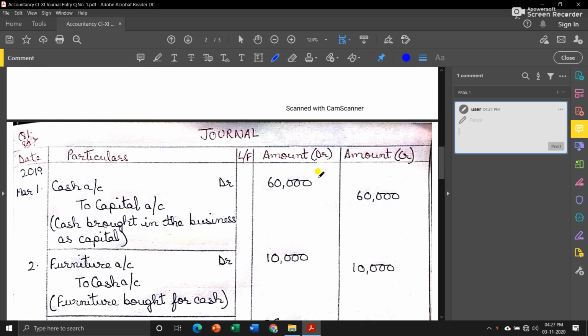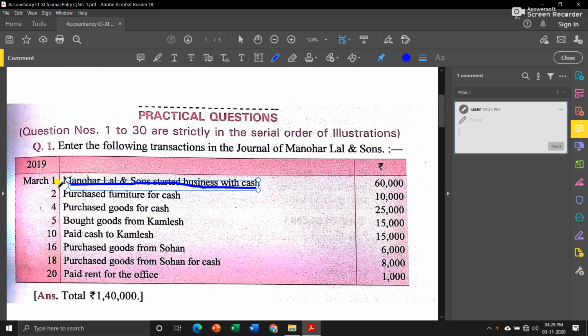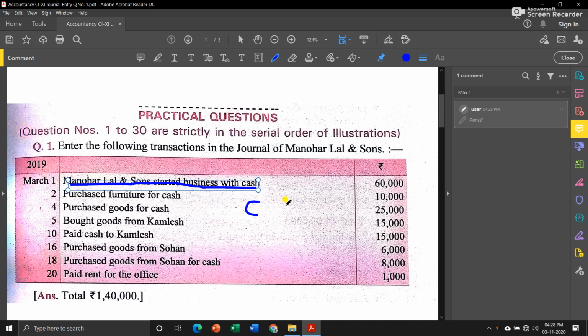Now this is the format of your journal. First column will be date, then particulars, then ledger folio, amount debit and amount credit. Now in first column, as given in the question, the year is 2019 and month is March, so we wrote 2019 March 1. Now when we look at the first transaction, cash was brought into the business. Means we have to think from business point of view and not from the owner's point of view. Now this cash is brought by Manohar Lal in the business, so cash is coming inside the business.